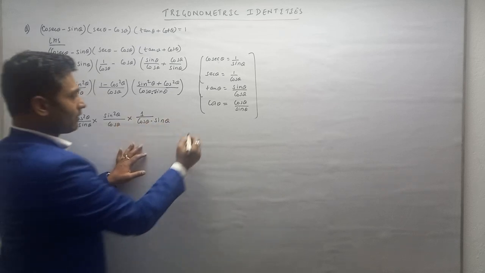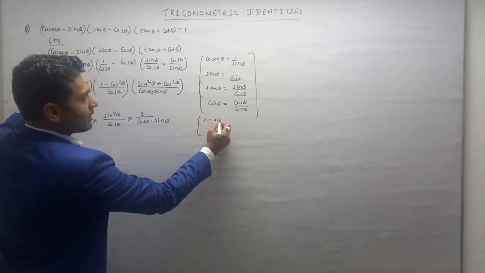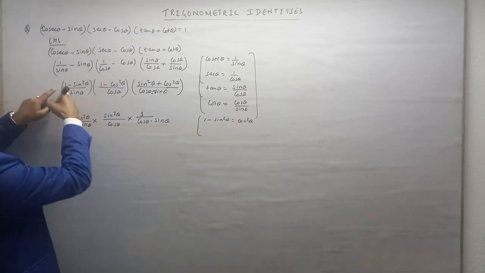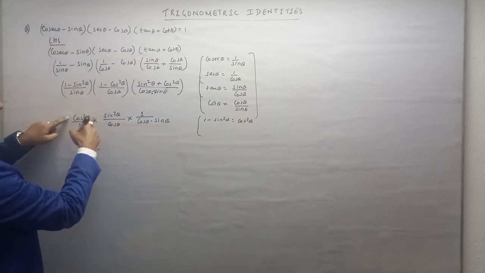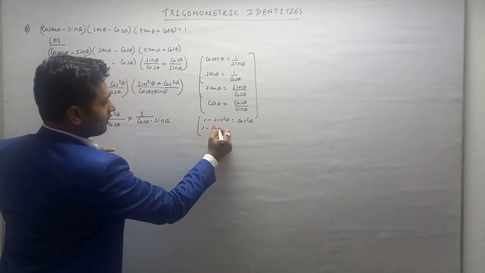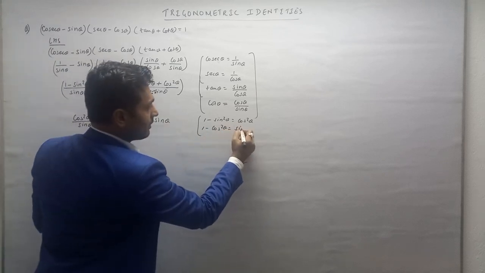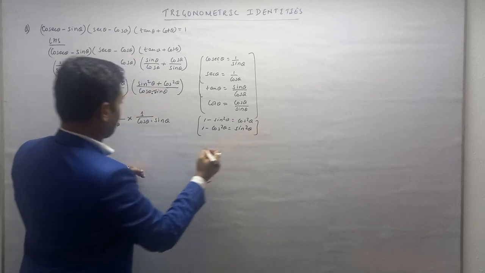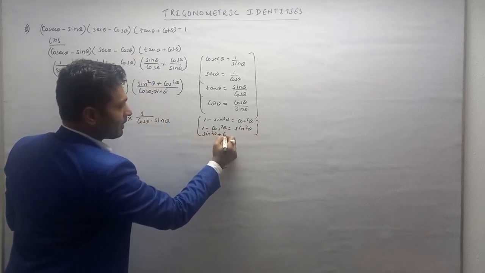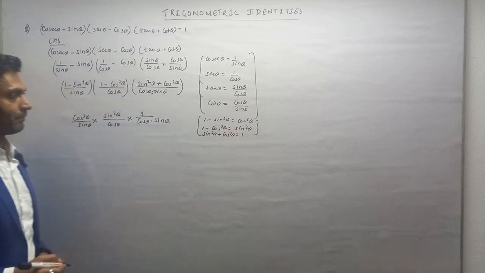Again, we'll write down the reason here as well, that 1 minus sin square theta is cos square theta. Likewise, 1 minus cos square theta is sin square theta. And the last one is sin square theta plus cos square theta is equal to 1.